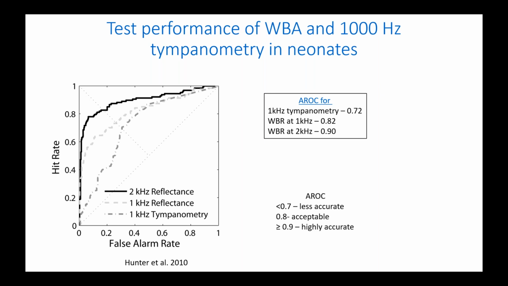With newborn infants, when you compare the performance of the 1000 hertz tympanometry, the area under the curve is 0.72. It's just about the 0.7 mark. Whereas wideband reflectance at 1 kilohertz is 0.82, and at about 2 kilohertz it's 0.9. So it's a highly accurate test compared to tympanometry.